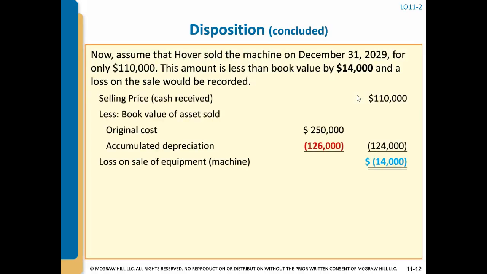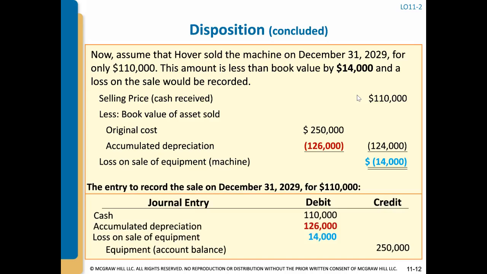Let's take the same example, except now we only received $110,000 for this asset, which results in a loss because we're going to take cash. The selling price, right, is 110,000 minus your book value, and the book value is your cost minus your accumulated depreciation, which is 124,000. So 110 minus the book value of 124 makes it a loss of $14,000.